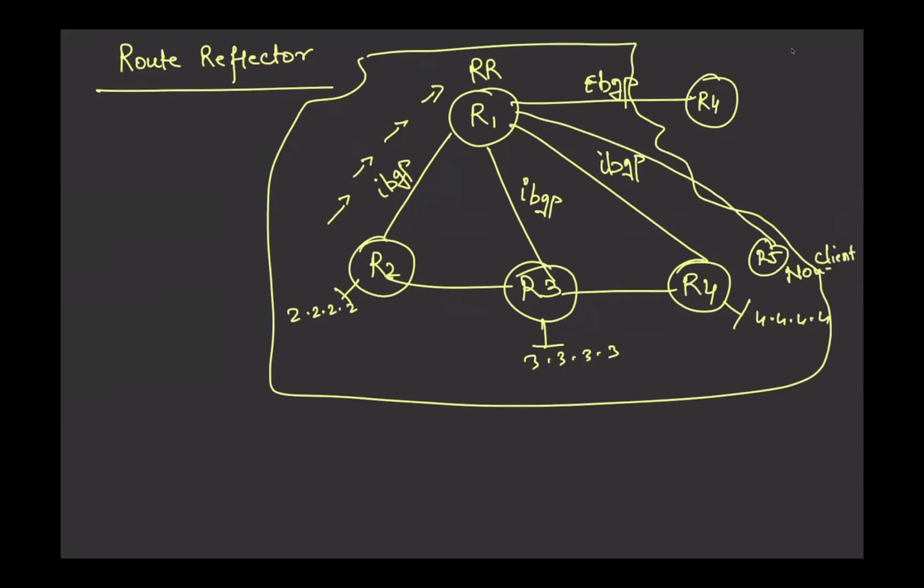So again, whatever devices you see here, which you will make as clients, these are your clients of your route reflector. Your R1 is a route reflector, and R2, R3, R4 are the clients of your route reflector. And R5 is not a client. So if I learn any update from my eBGP neighbor, like here 4444, if I learn that network, my route reflector is going to advertise that to my clients and my non-clients both. No matter whether it is a client or not a client.